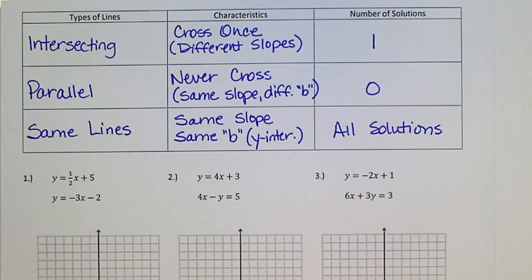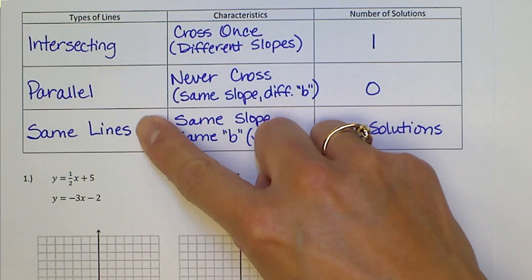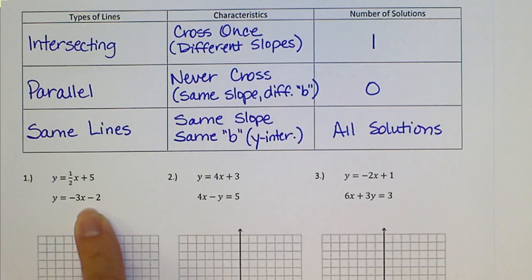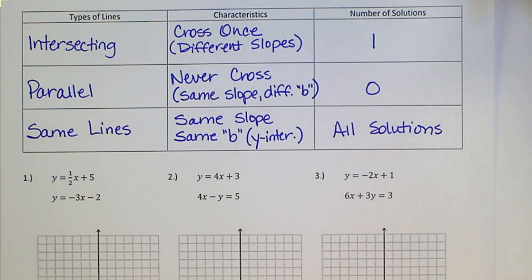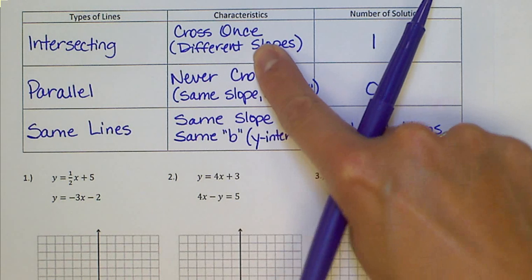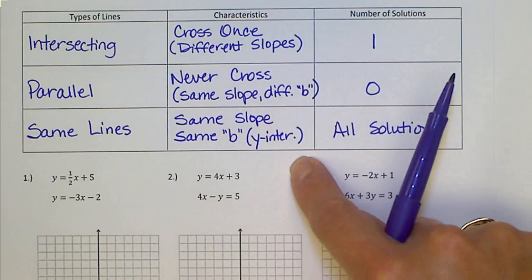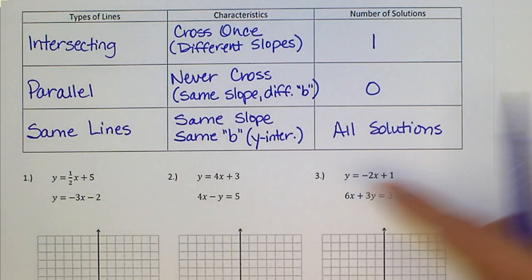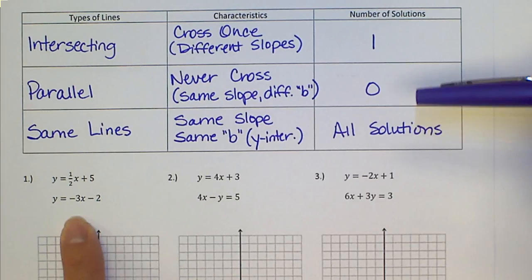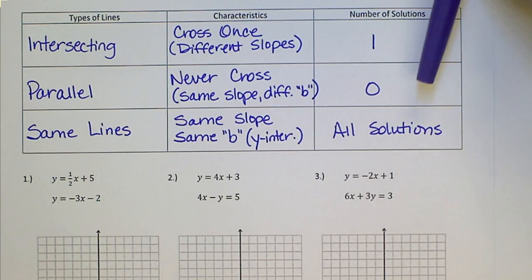So now that we know about the three different types of lines, let's go ahead and solve a system of linear equations by graphing. What that means is we are going to graph these two lines, and we're going to see: do they cross once, are they parallel, or are they in fact the same line? These are the only three possibilities when we graph these two. So I'm going to move my paper up.